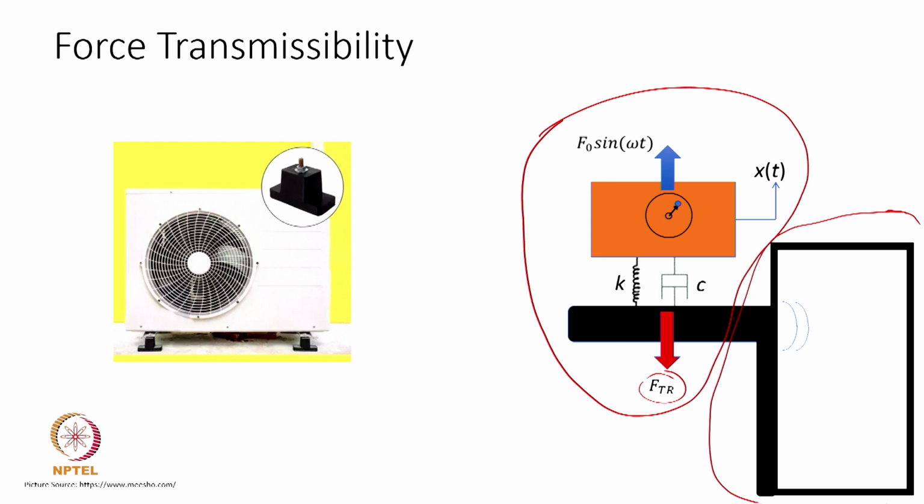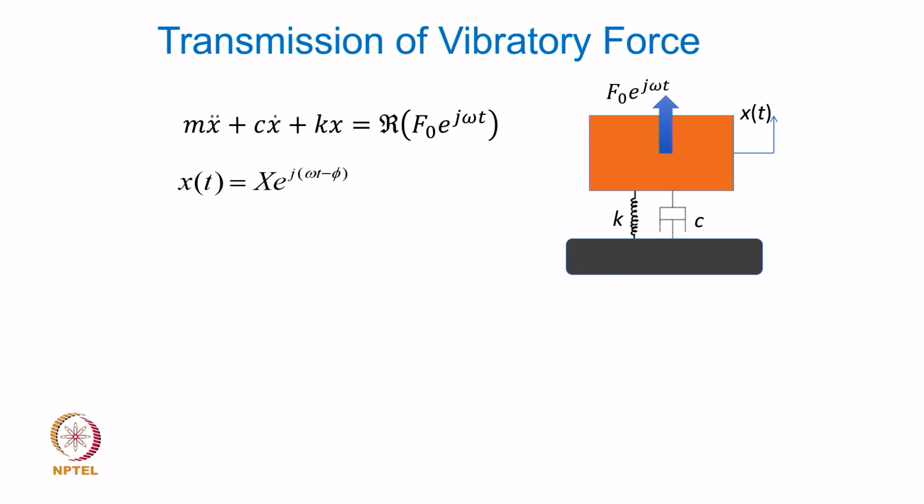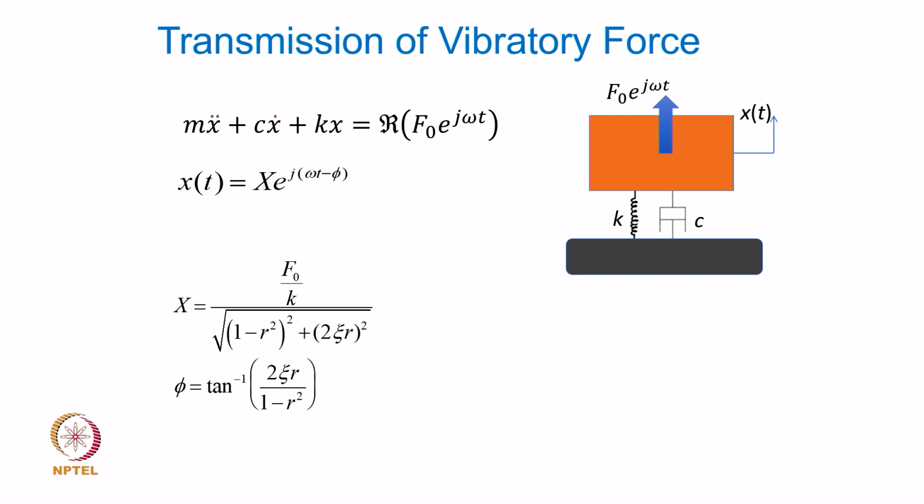So, what is this x of t for a given force F naught e to the power j omega t? We know that this is the governing equation of motion, very well known, we have done that many times. What is the solution of this governing equation of motion? You assume a harmonic solution because there is only one frequency, e to the power j omega t, in the excitation function. We have already solved this, and we know very well that this is the amplitude of the vibratory response, F naught over k divided by the square root of this entire term. This is quite familiar to you.